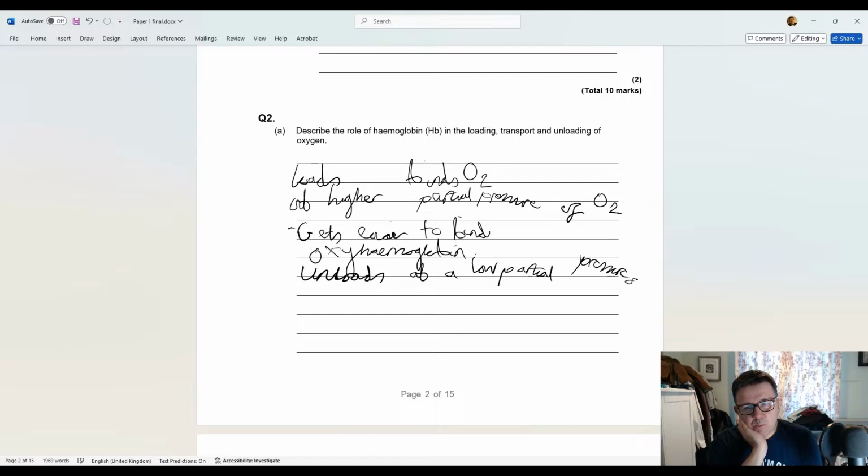Now, I have missed out one thing. It says in the transport, well, oxyhemoglobin is transported in the red blood cells. Okay, simple as that.